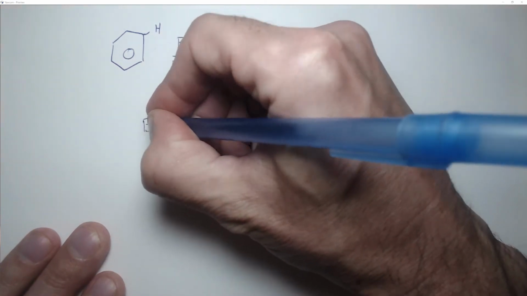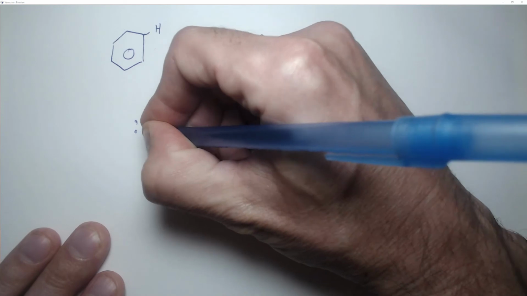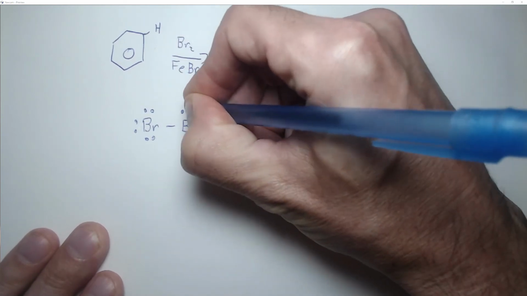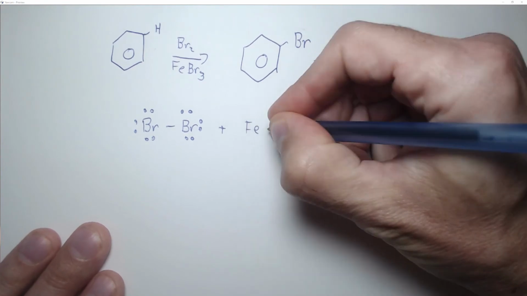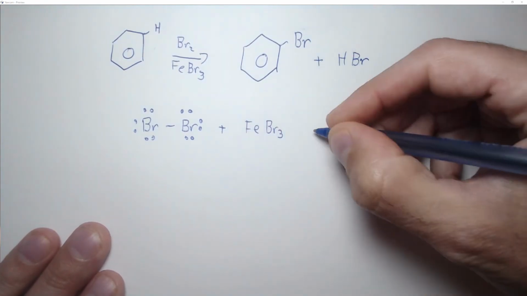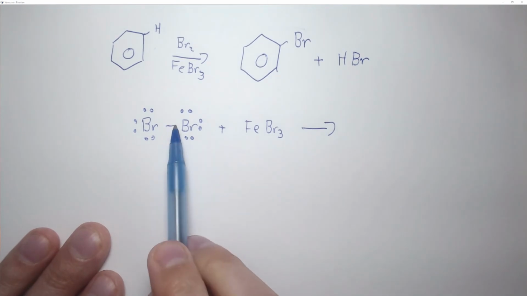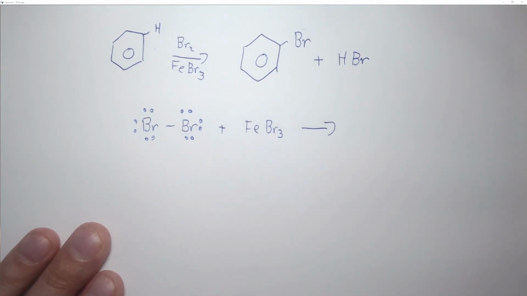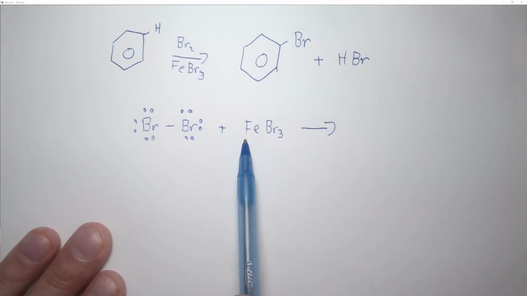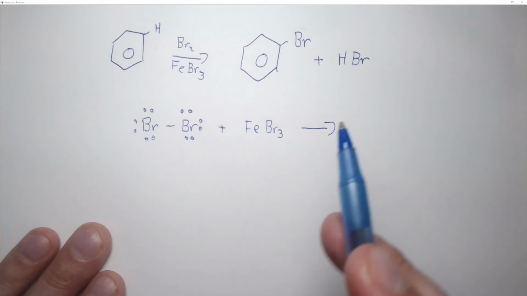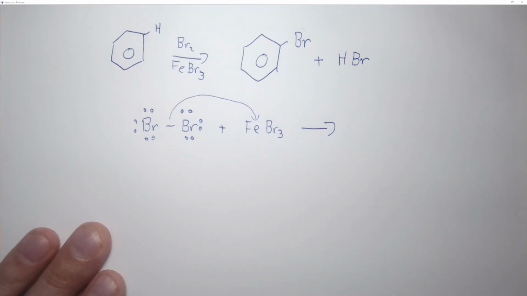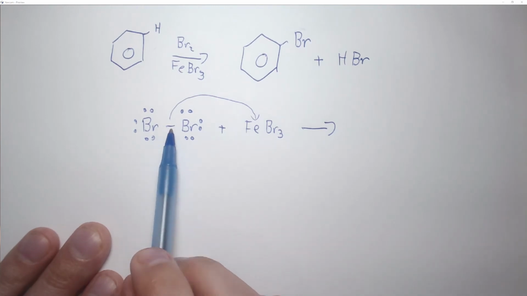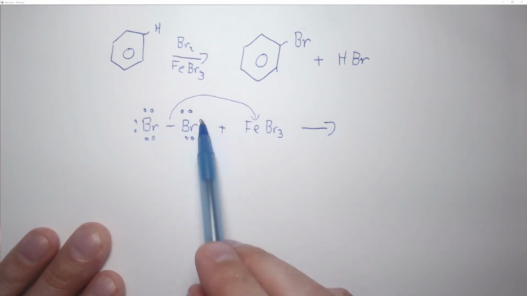So let's start with Br bonded to Br. So Br2, but written as a Lewis structure instead of just Br2. And what we're going to react it with is the catalyst here, FeBr3. Basically one of these bromines is going to interact with the iron, and the iron interacts as a Lewis acid, or an electron pair acceptor. So essentially what happens is this interacts with the iron. These electrons leave with this bromide, so you basically lose Br minus.